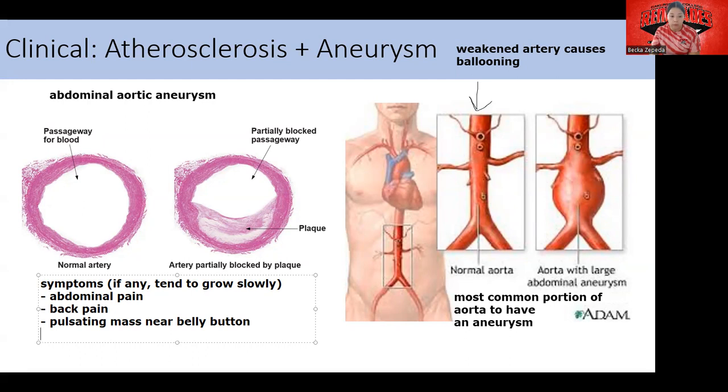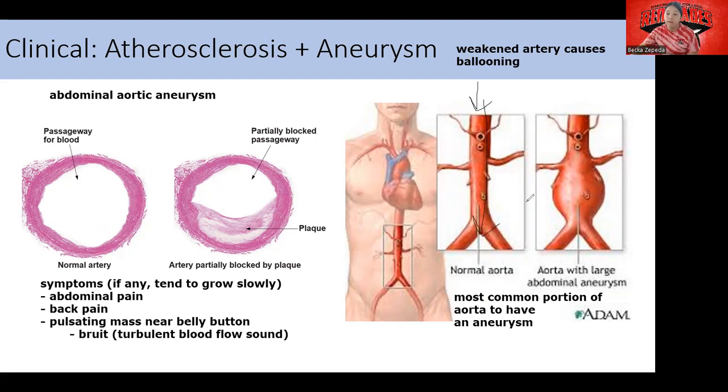And what they're going to listen for when they do auscultation, when they listen for abdomen sounds with their stethoscope, is something called a bruit. This is a turbulent blood flow sound. Now, why do they listen for the bruit? If you have just a normal artery, normal blood flow, like I said before, it's continuous, so you should not be able to hear that.